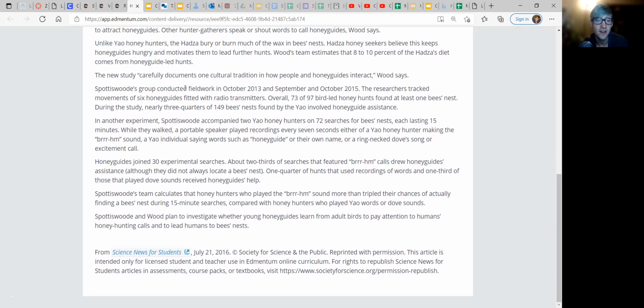Spottiswoode and Wood plan to investigate whether young honeyguides learn from adult birds to pay attention to humans' honey-hunting calls and to lead humans to bees' nests.